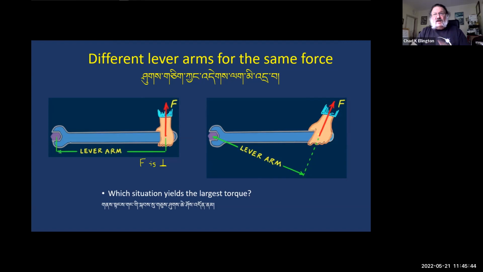And in the other case, the force is applied at some angle away from the perpendicular.